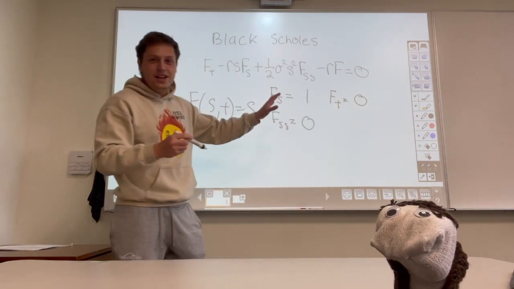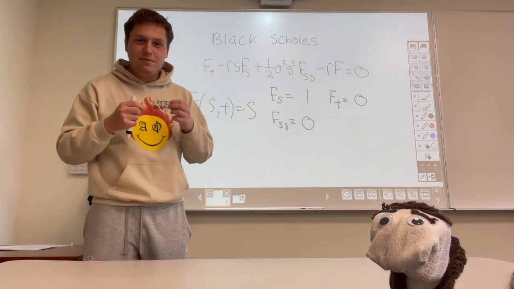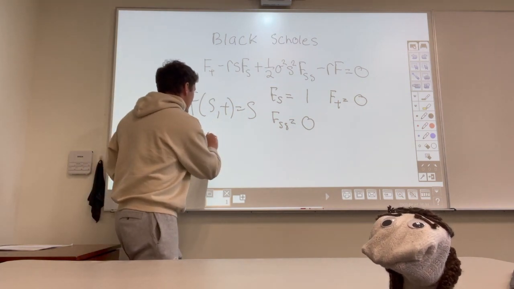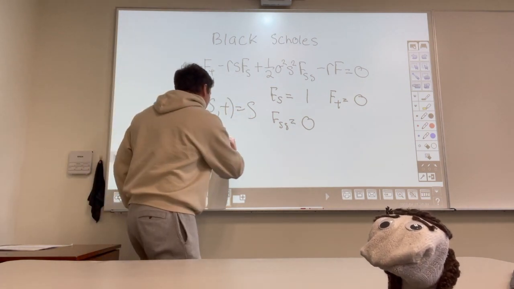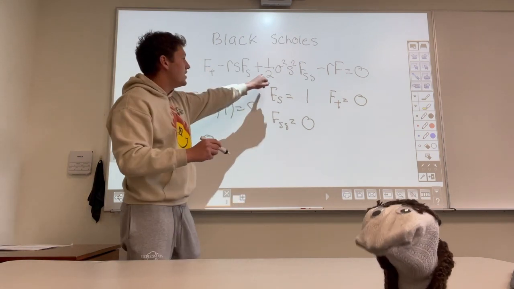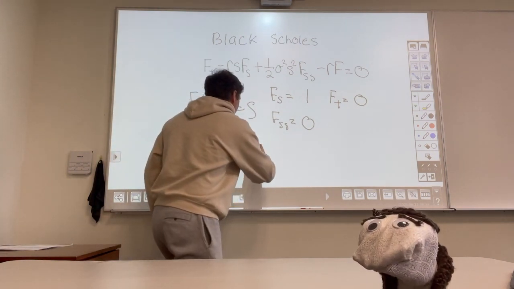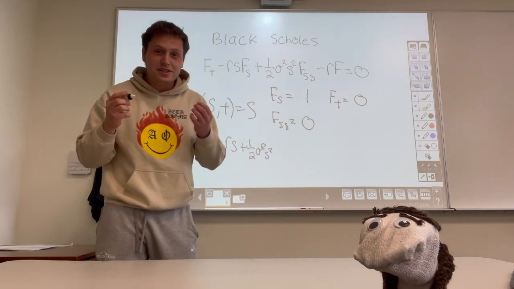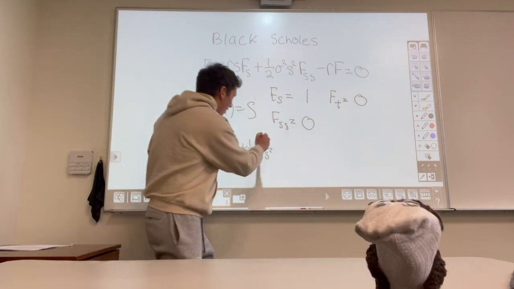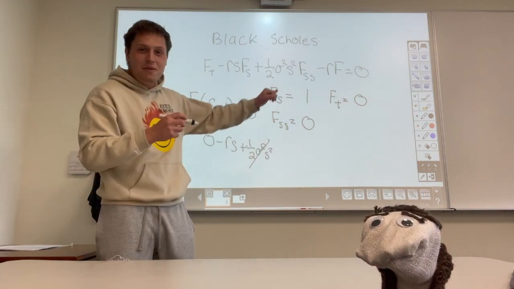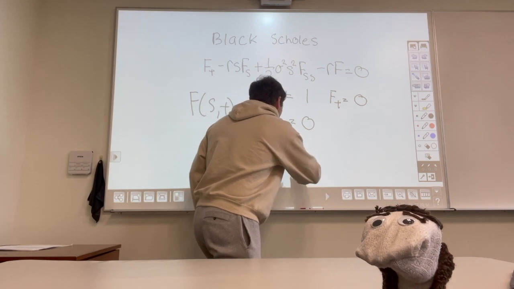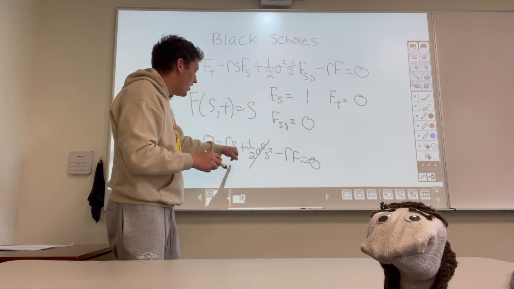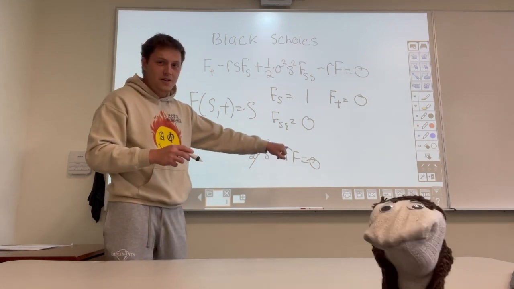So we have these three things here, and now let's start substituting them into our equation. So ft is 0, so we'll have 0. Fs is 1, so we'll just have minus Rs plus 1/2 sigma squared s squared, but our second s derivative is 0, so that all goes to 0 as well. Lastly, we have minus Rf equals 0. So now we ask the question, does Rs minus Rf equal 0?